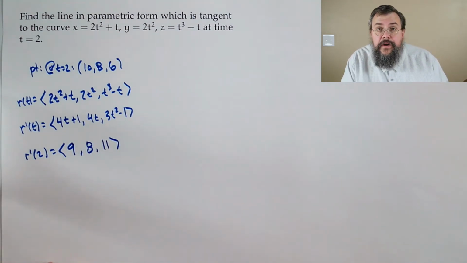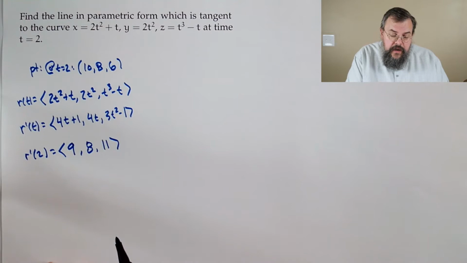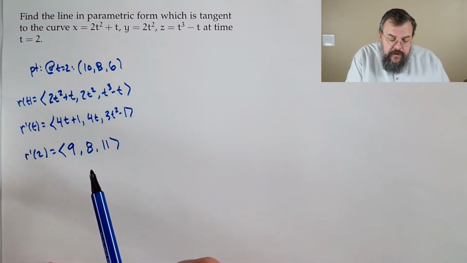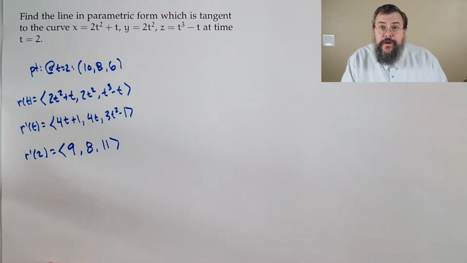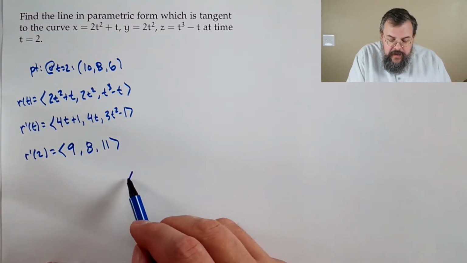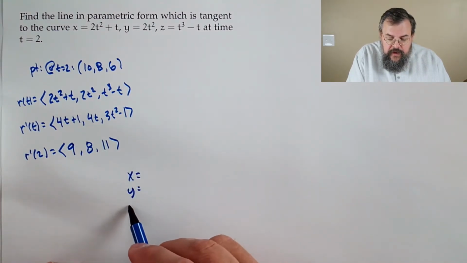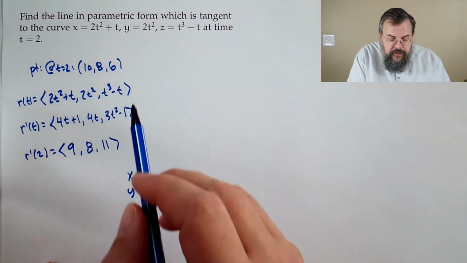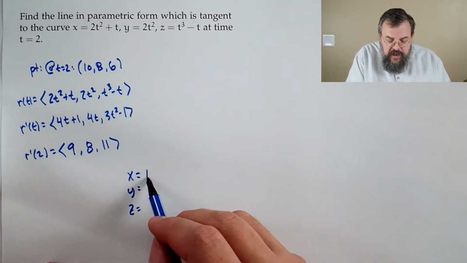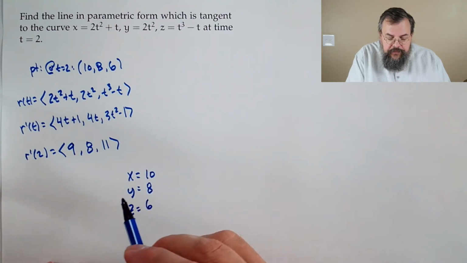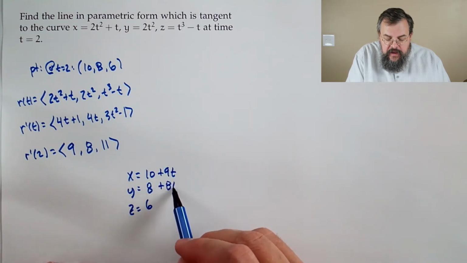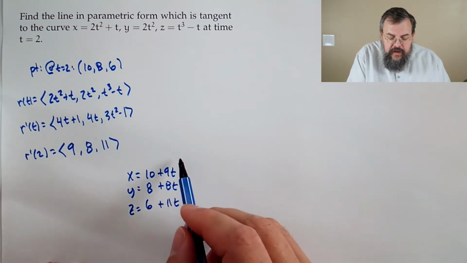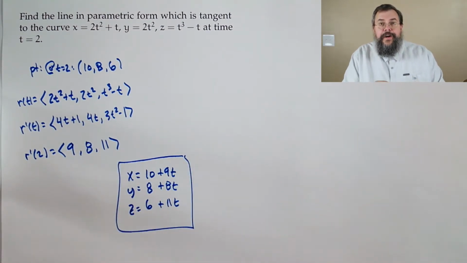And there we go. So finally, we have our point, and we have our vector, and therefore we put it all together, and we're good to go. So we get x, y, z equals, because we are in parametric form, 10, 8, 6 plus 9, 8, 11 times t. So 9t, 8t, 11t. And we're done.